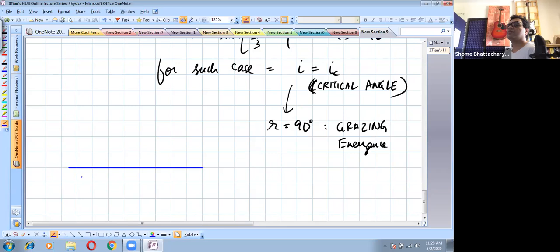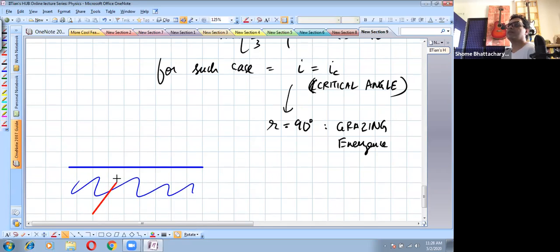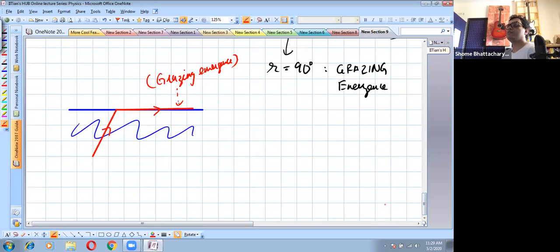Okay, so before we get into total internal reflection, let's understand the meaning of grazing emergence. A ray of light here will just about graze and come out, just about parallel to the surface. This is called a grazing emergence. All right, so that's understood.